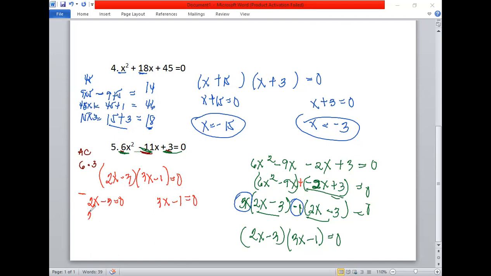So let's transpose muna si negative 3. 2x is equal to positive 3. And then divide both sides by 2. Cancel. X is equal to 3 over 2. So ganun lang din po dito. 3x is equal to positive 1. Kasi ita-transpose po natin dito. Ayan. And then divide both sides by 3. X is equal to 1 over 3.